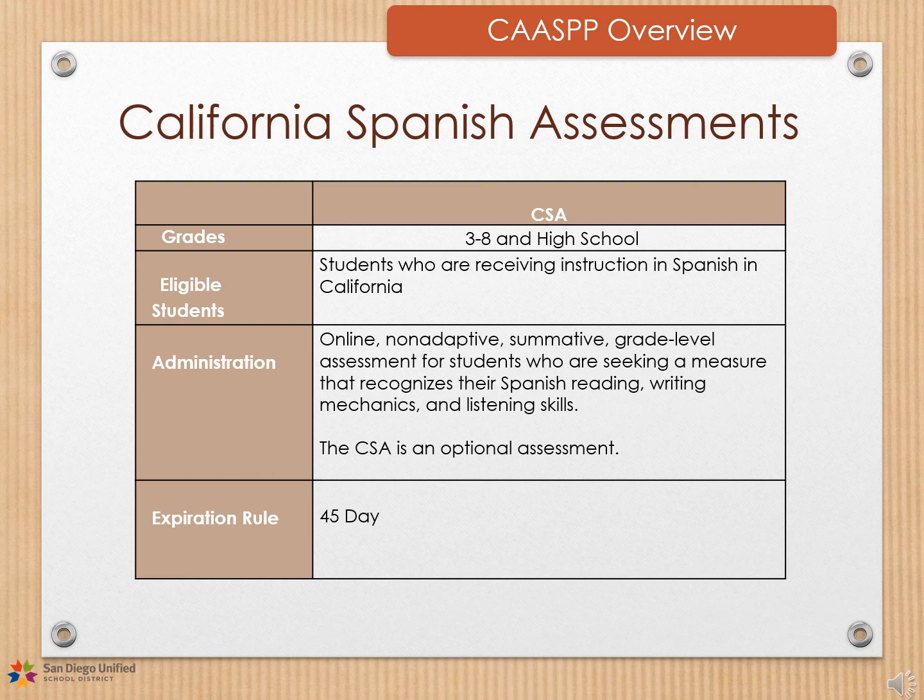The California Spanish Assessment is an online, non-adaptive, summative, grade-level assessment for students who are seeking a measure that recognizes their Spanish reading, writing mechanics, and listening skills. The CSA is an optional assessment for students in grades 3 through 8 and high school.